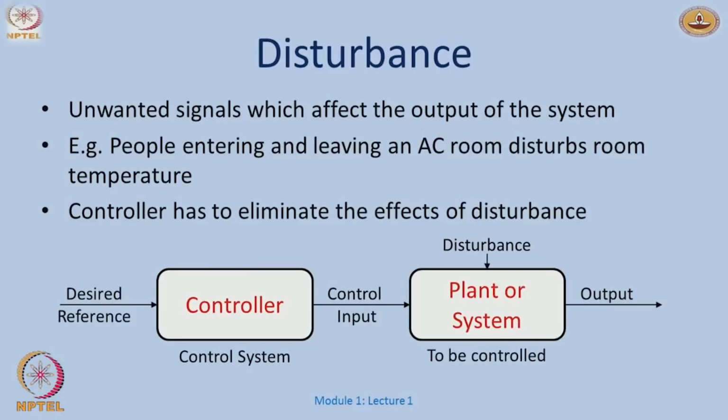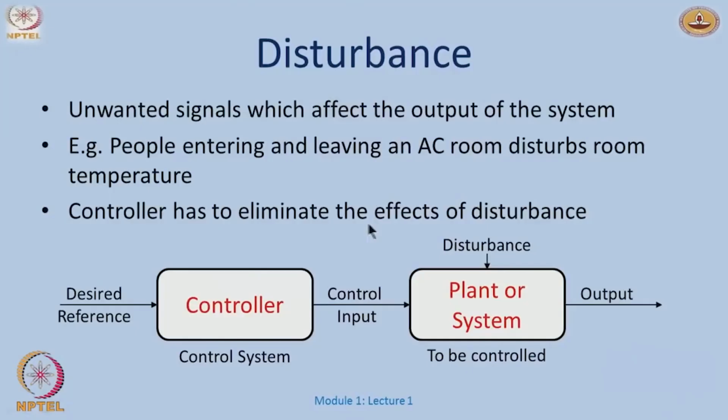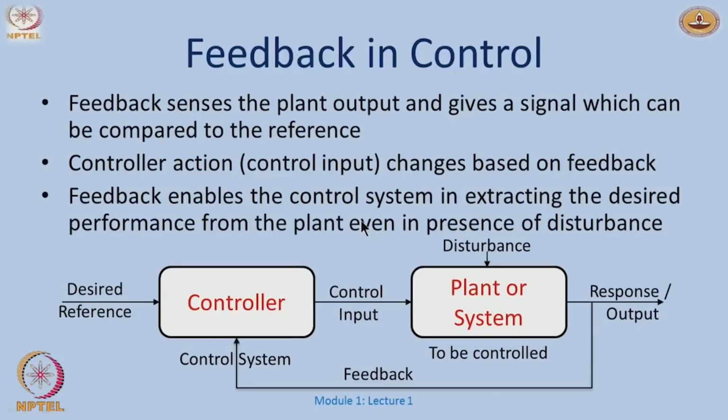Well, sometimes not. You have disturbances, which are essentially unwanted signals which affect the output of the system. For example, people entering or leaving a room while an air conditioner is on, or the external environment. At 6 o'clock in the morning my external conditions would be different than at 12 or 6 in the evening; that could be modeled as a disturbance. And my controller should also be smart enough to eliminate the effects of these disturbances. Okay? And therefore, we need what is called feedback in control.